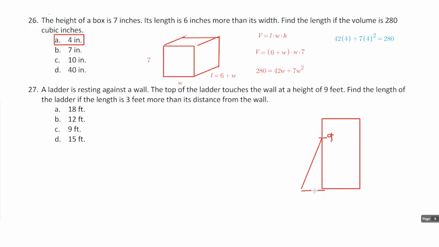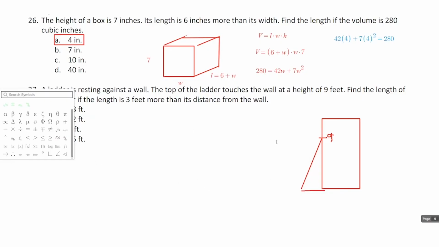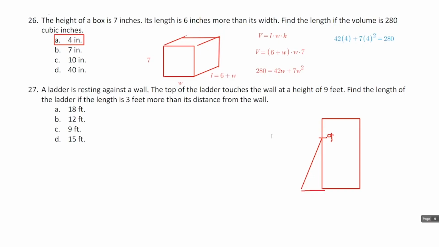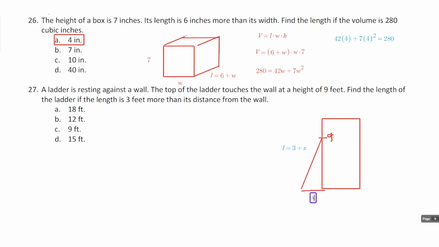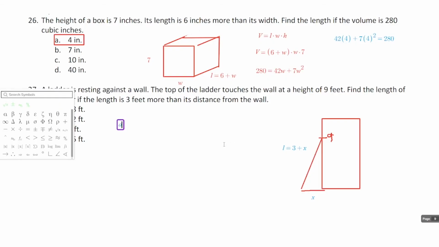So the length, call that L, that's what we're trying to find, is 3, or here, I'll type it out so it looks a little nicer. The length is 3 more than, we'll call this X, the distance from the wall. Find the length of the ladder. So this is what we're trying to find. Okay, so basically what we're going to do here is set up a little Pythagorean theorem. A squared plus B squared equals C squared.